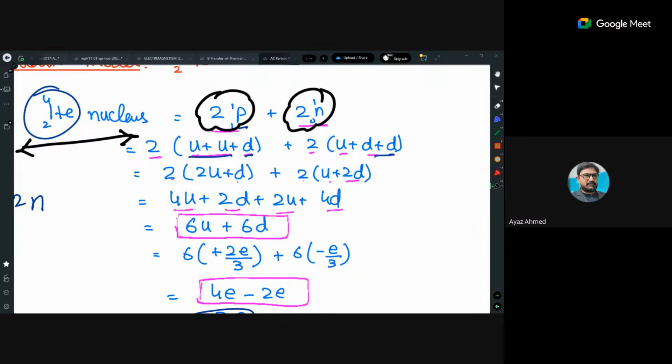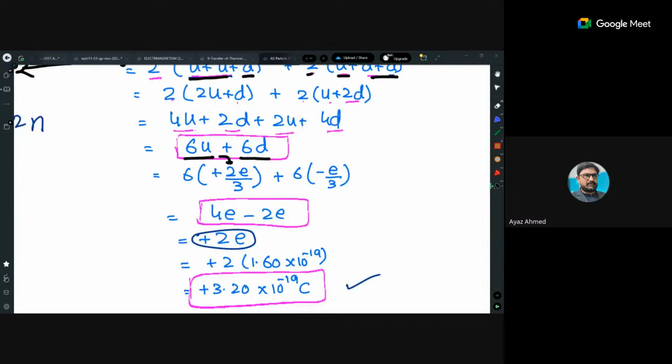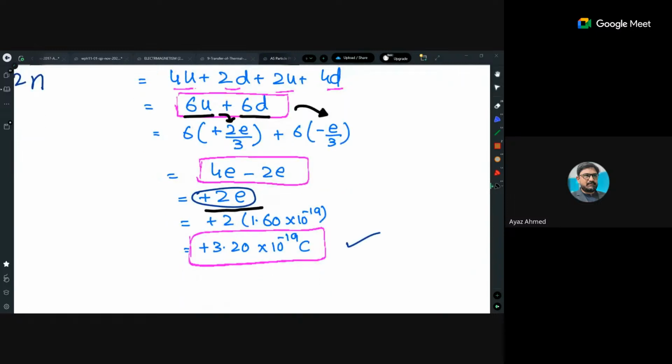So two protons means 2 times one proton, which is up, up, down. Two neutrons means 2 times up, down, down. So just multiply and add them together. So it consists of 6 up quarks and 6 down quarks. So overall, when you put the charge number there for up quarks and down quarks, you will see the charge on the helium.